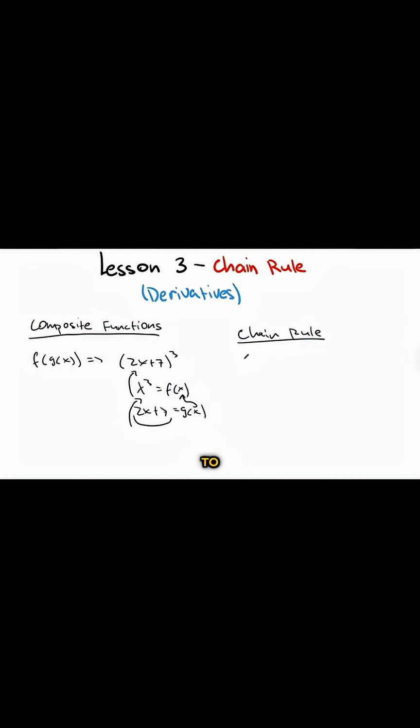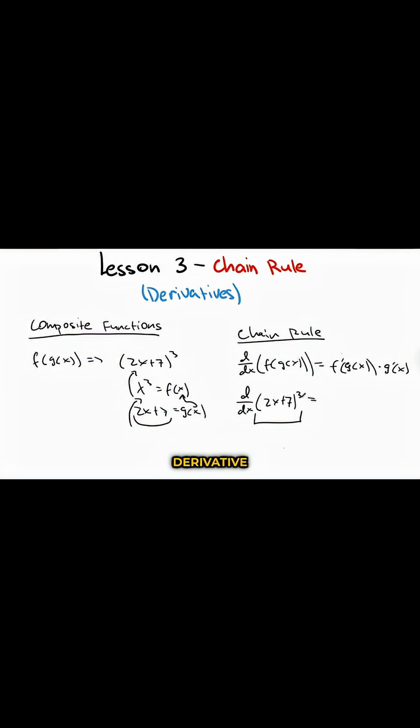Now, suppose that we need to find the derivative of this expression f of g of x with respect to x. Well, to find this, we're first going to take the derivative of the outside function, which is simply f prime of g of x, the derivative of simply f, and then we're going to multiply this by the derivative of the inside function g of x. So for instance, we're being told to find the derivative of (2x + 7) to the power of 3.